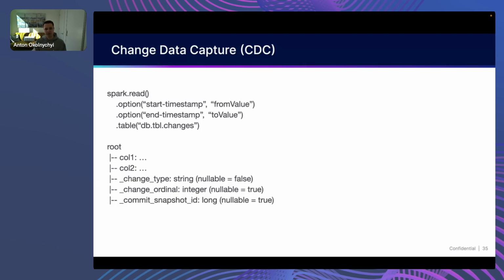If you query this, then you would essentially get a data frame where you would have your data columns, in addition to a few metadata columns that indicate like the change type, change ordinal, commit snapshot ID. At the moment, if you query, you would get inserts and deletes because there is no concept of an update in Iceberg. An update is a delete followed by insert.